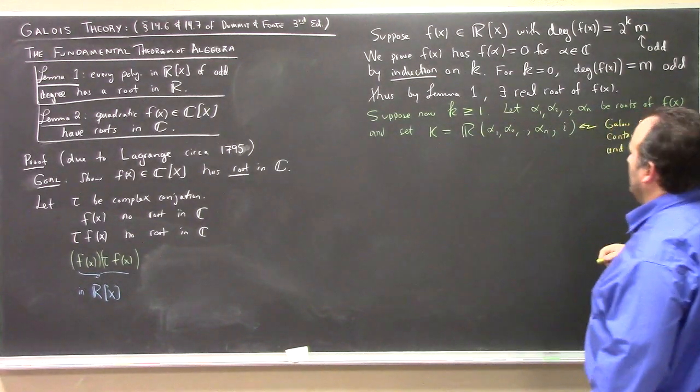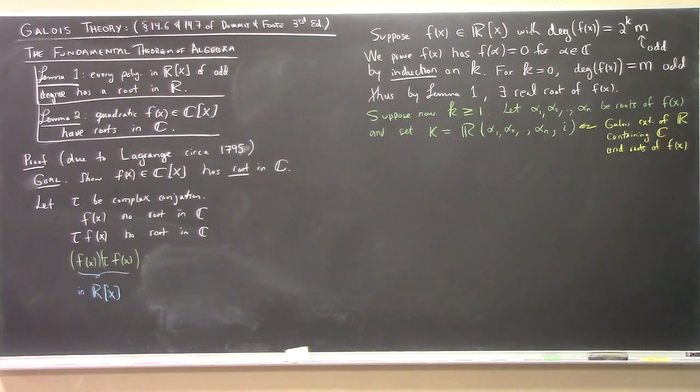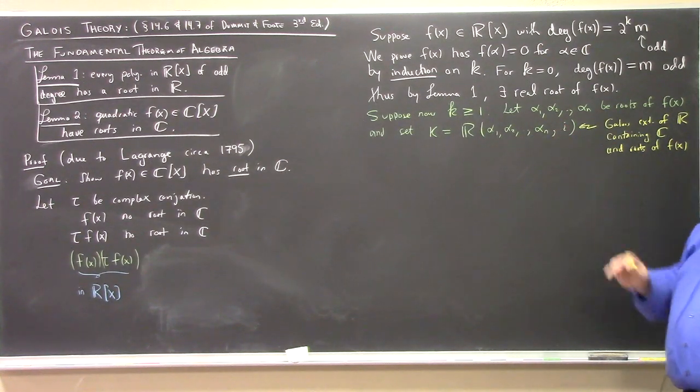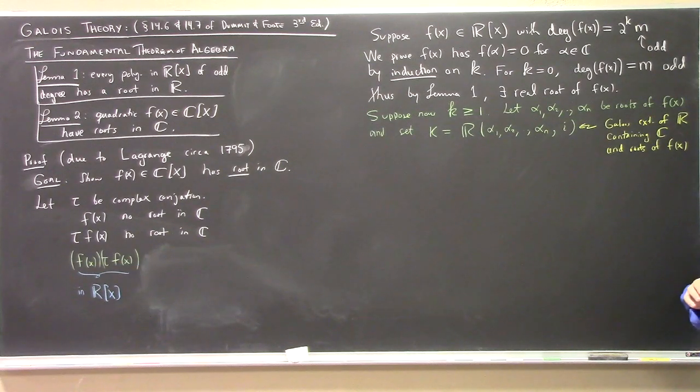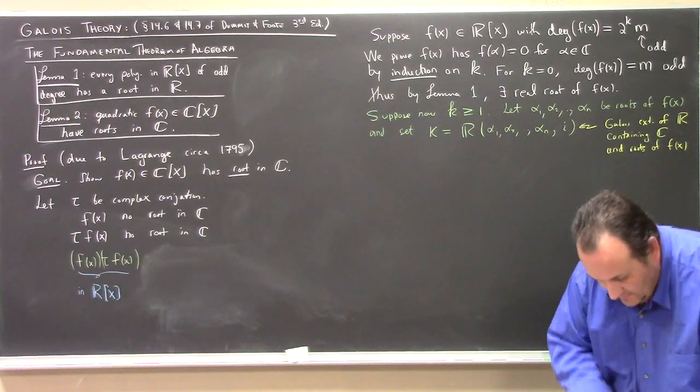Notice that the degree of f of x here is n, I believe. So that's a splitting field, right? So that's why it's Galois. And also, extending by i is still a quadratic extension. So still Galois.